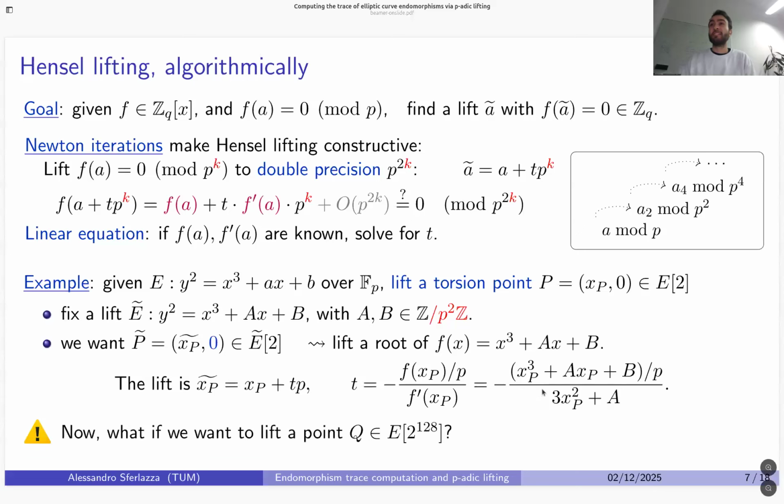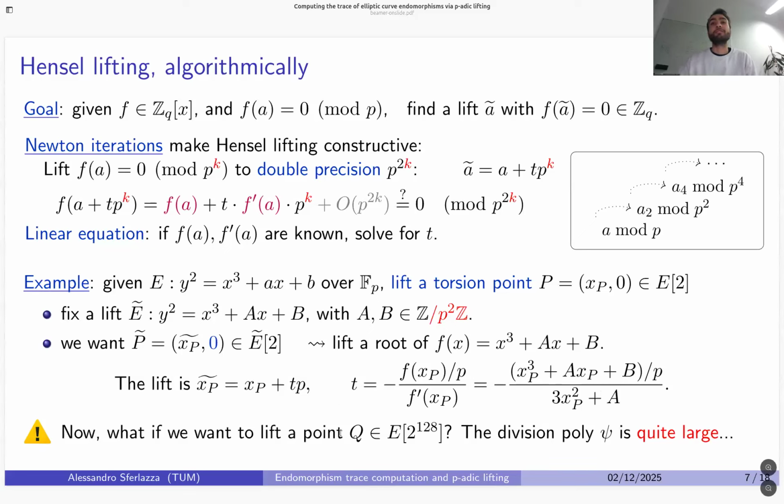But we can do that with small polynomials like this. What if we want to lift a root of a polynomial that is much bigger? For example, what if instead of a 2-torsion point, we want to lift a point of order much larger, let's say a big power of 2? In that case, instead of just the defining cubic, we have to deal with a division polynomial of high order. And this thing can be quite large to store on a computer in order to compute the derivative easily.